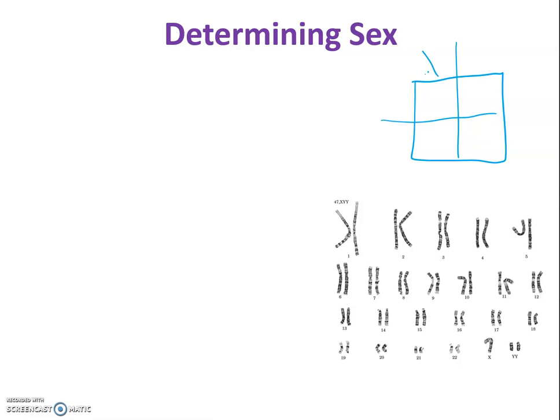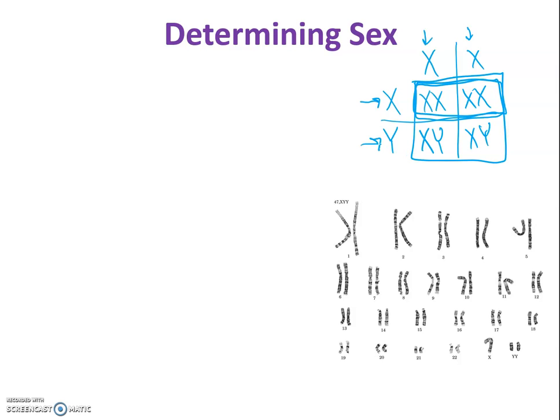So if you're a female, you are XX. If you're a male, you are XY. The reason why it ends up being 50-50 is if you're a female, that means you have 2 X chromosomes. You got the X for sure from your mom because that's all she can give you, but your dad gave you the other X.